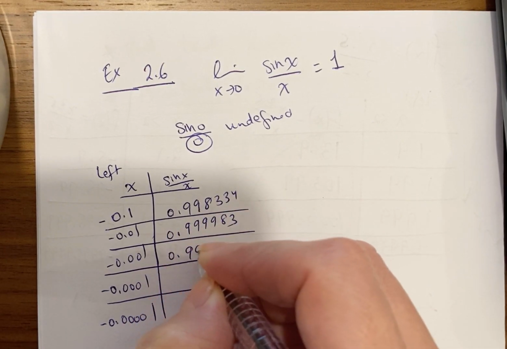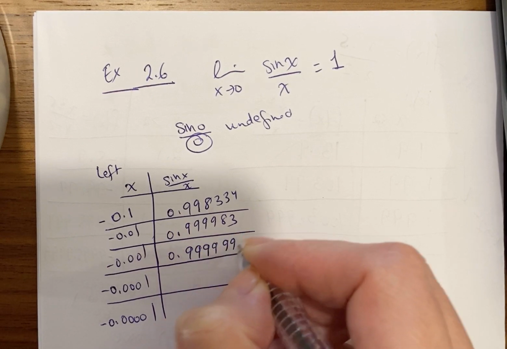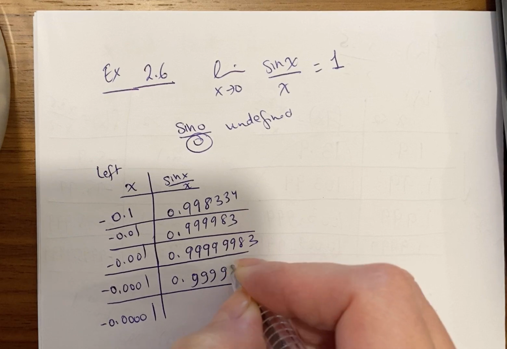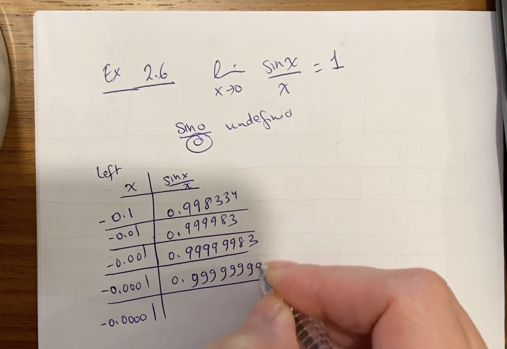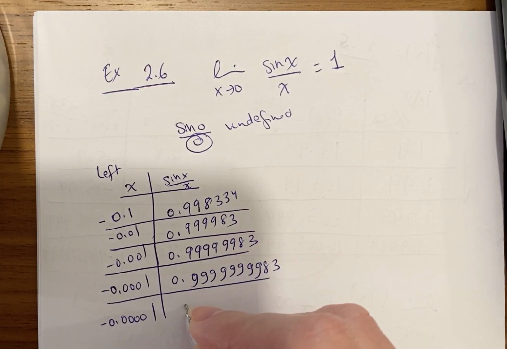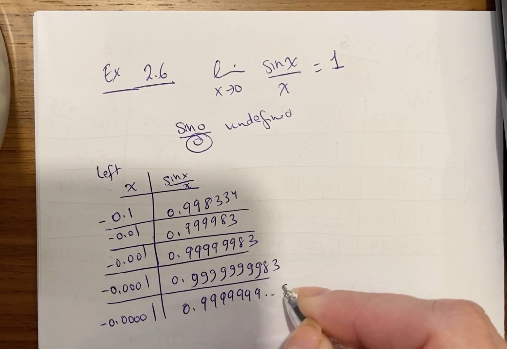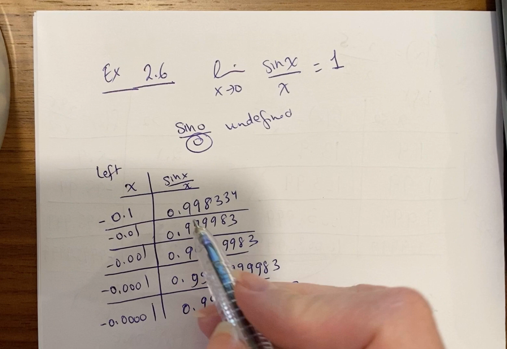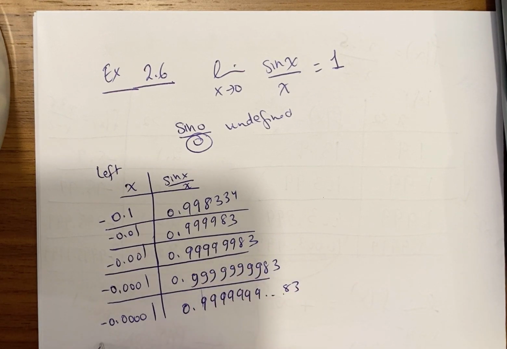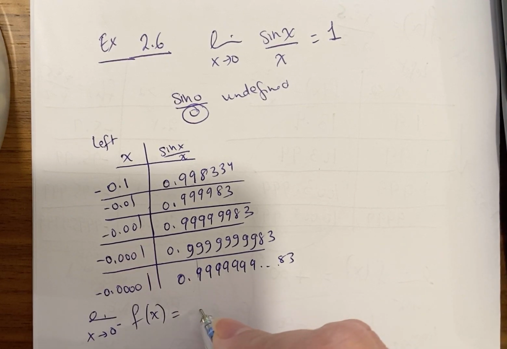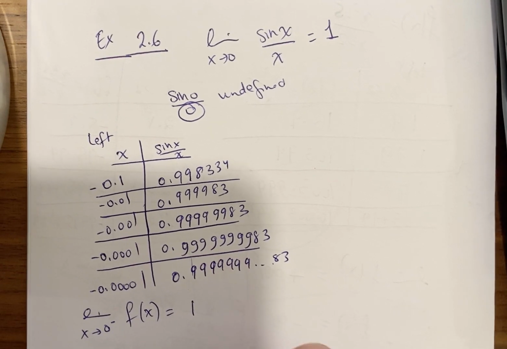Then the next, you will get this. Then 0.999999983, and so on. Here it's 0.9999, I don't know how many nines, and 83 in the end. Do you notice what happens as I approach 0 but stay smaller than 0, so from the left? The function sine x over x is approaching 1.